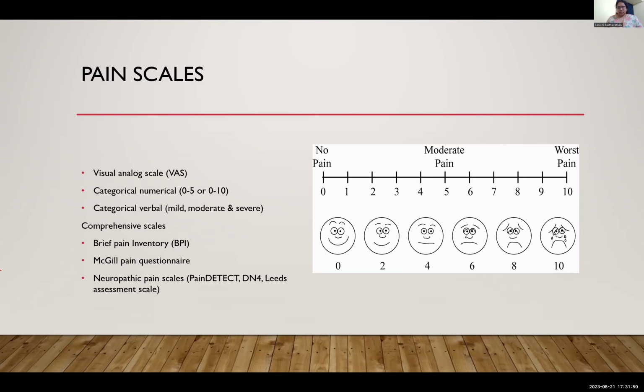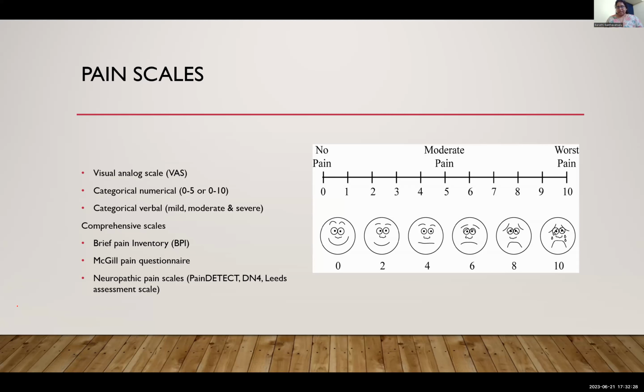What is shown on the right side is you can see there are two things. So one is the categorical numerical scale. That is, the scale could range either from 0 to 5 or 0 to 10. And 0 to 5 is mild pain. From 5 onwards, it is moderate. And anything more than 5 or 7, it is severe pain.